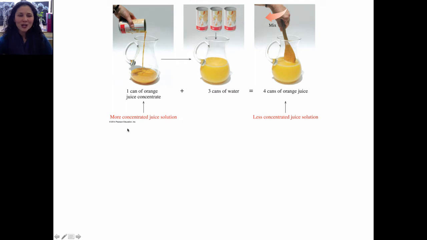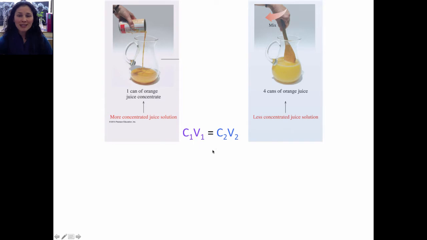When I do this, I start out with a more concentrated juice solution and I make a less concentrated juice solution. Today, we're going to talk about the relationship between the volume and concentration of the original, more concentrated solution and the volume and concentration of the more diluted solution. We will be using the dilution equation to talk about the two relationships here.